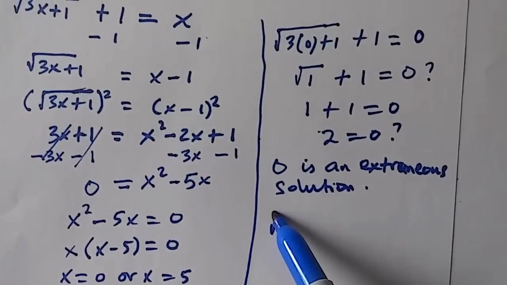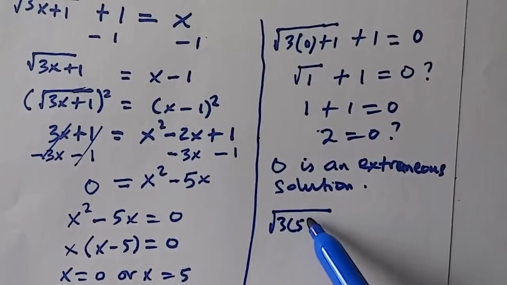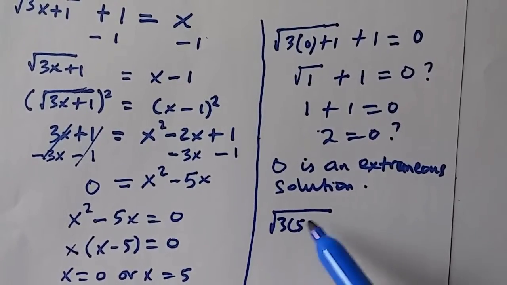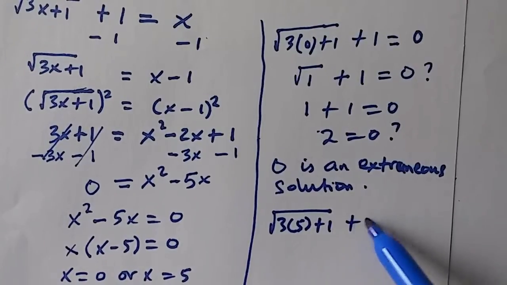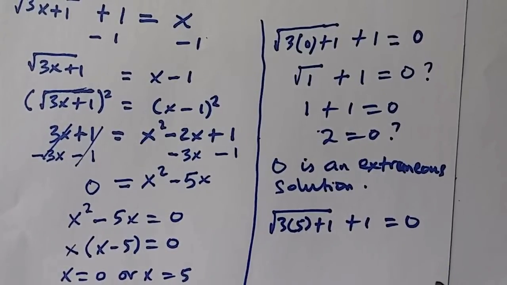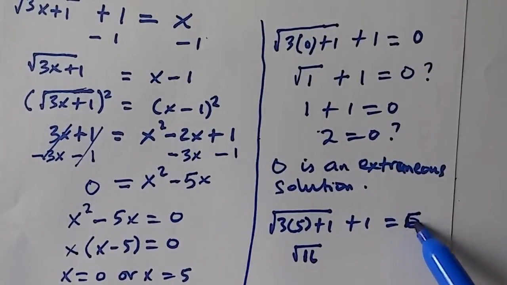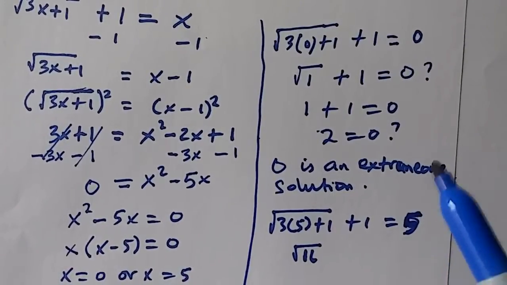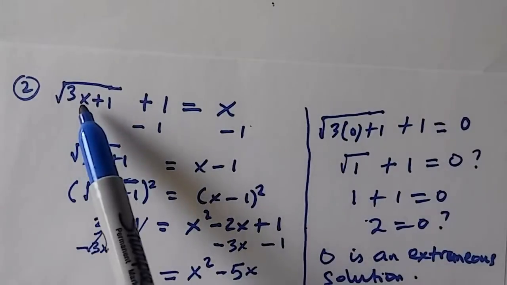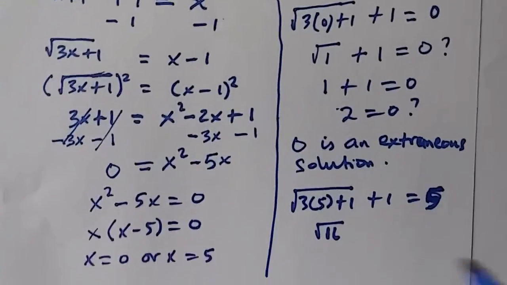Let's test that. Square root of 3 times 5 plus 1, plus 1, equals 0. Let's see if that is true or not. So we're going to do 3 times 5 is 15 plus 1 is 16. So square root of 16. Oh, not 0. I'm sorry. That's 5. Should be 5 over there. I got distracted by myself. We're going to plug in everywhere we see x. We'll plug in 5. 3 times 5 and then 5 over there. Okay, that's what I was trying to do.